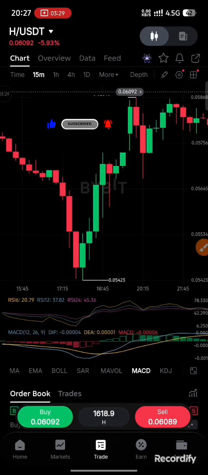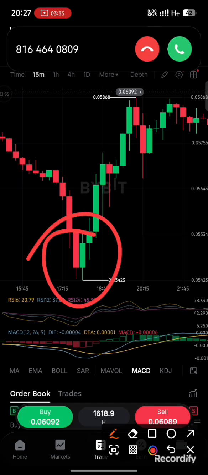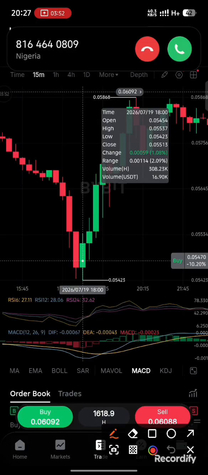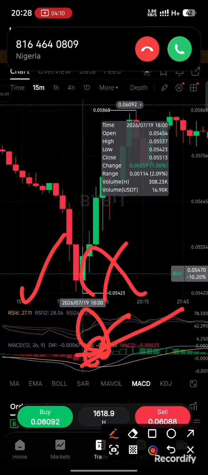Looking at this place, this was a very good entry. Now we're going to look at this particular place. Where was the RSI, and what was the MACD position? This is the RSI. It was good enough, at 27. And this was the MACD indicator. It was nice, preparing to crossover, which it did.